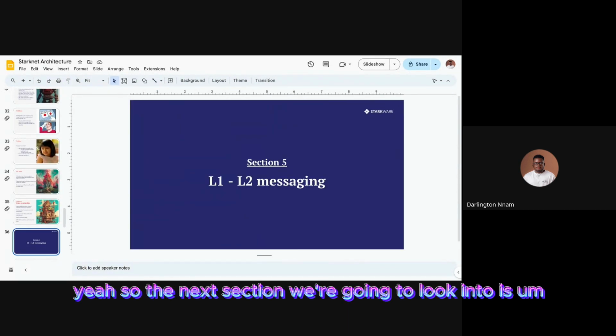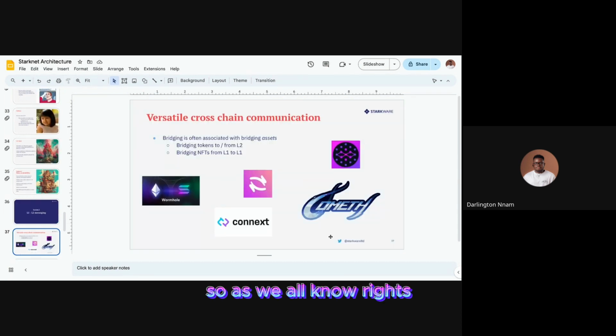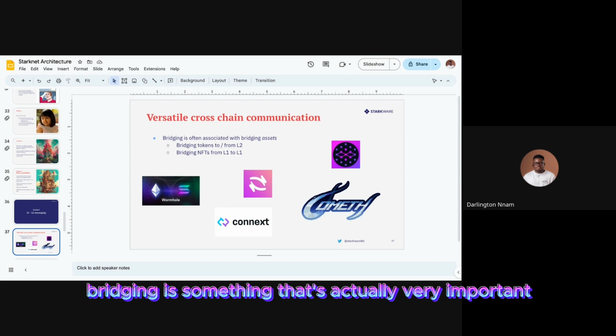Yeah, so the next section we're going to look into is L1 to L2 messaging on Starknet, and basically how it works. So as we all know, bridging is something that's actually very important.